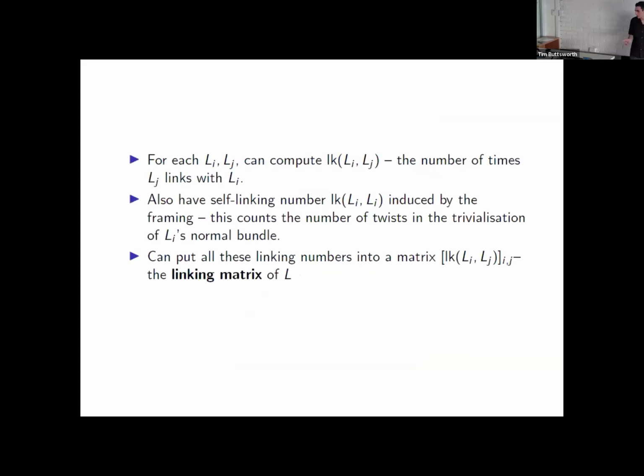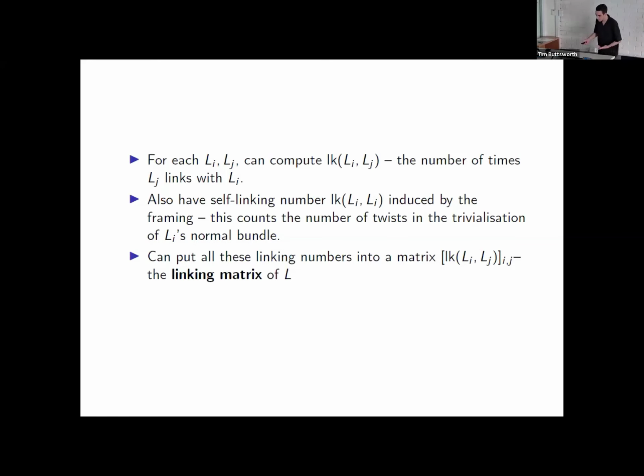So associated to this link is some numerical data I can compute. So for example, I could count the number of times any two link components link. Right? This is called the linking number. And I also have a self-linking number for each of my components, which is induced by the framing. And this is just counting like the number of twists in my normal bundle. Okay, and I can stick all these numbers into a matrix, which we call the linking matrix.